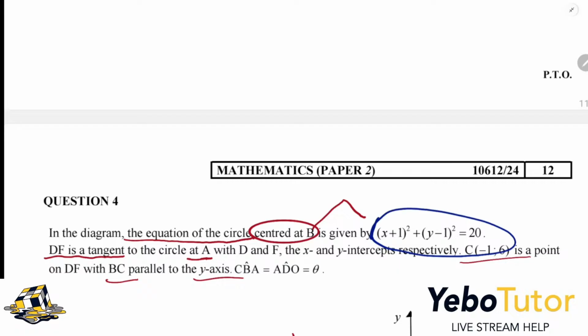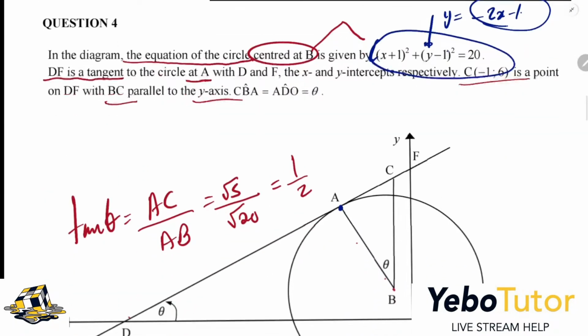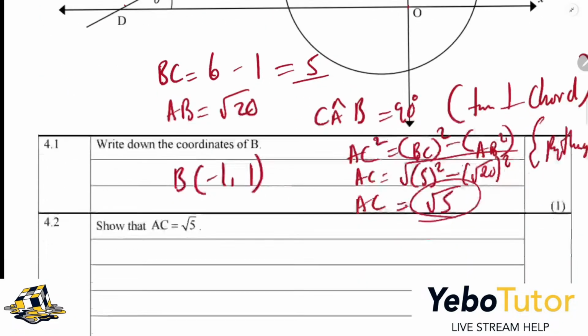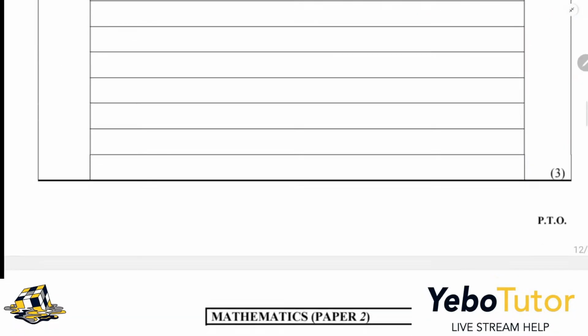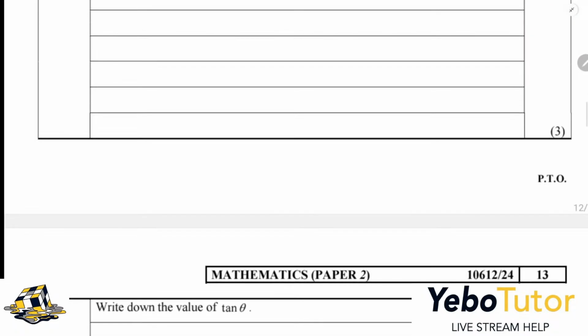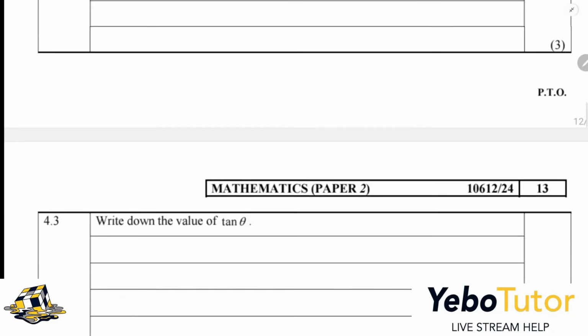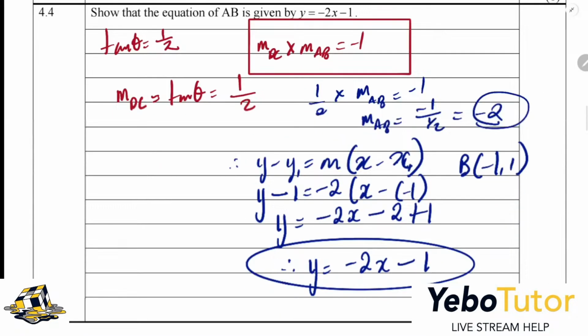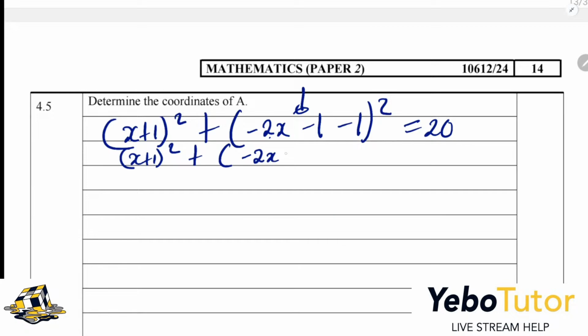But now that we know that specific y, we can see that our y was negative 2x minus 1. So this will now be negative 2x minus 1 minus 1. So that's what we just did here in that question. So now we can see in solving it further, that will be x plus 1 squared plus negative 2x minus 2 squared equal to 20.